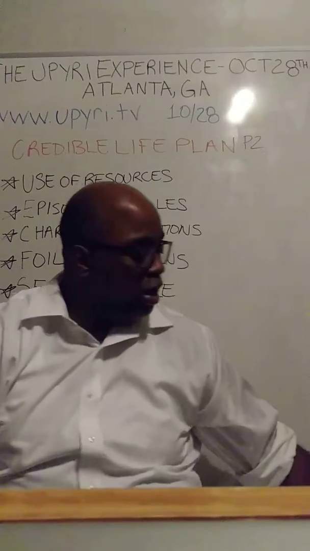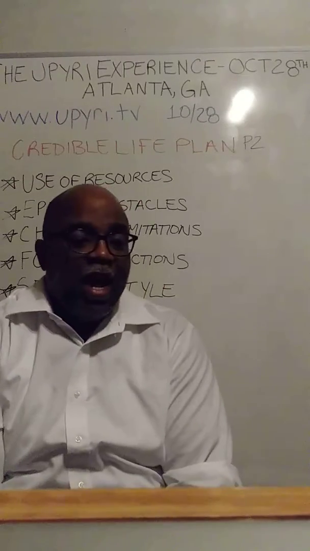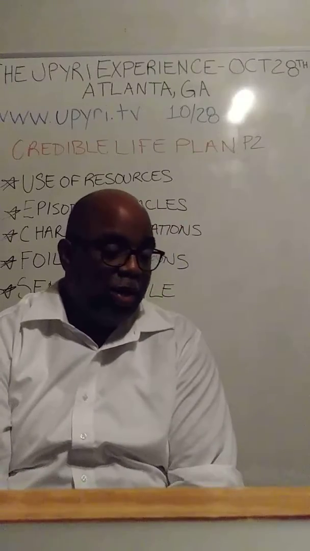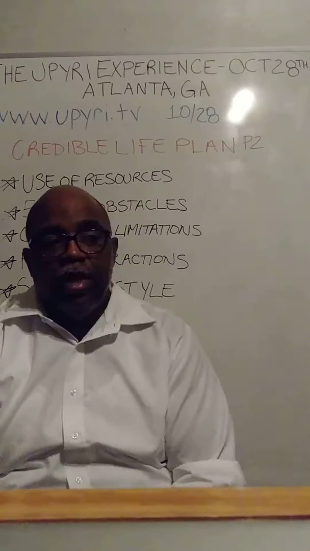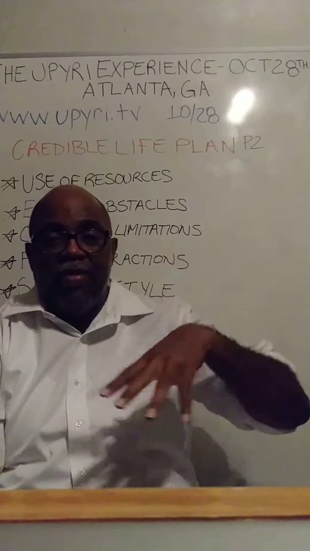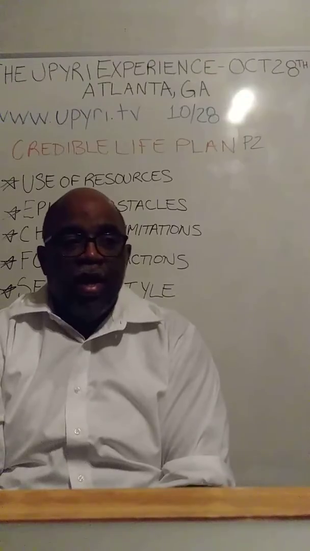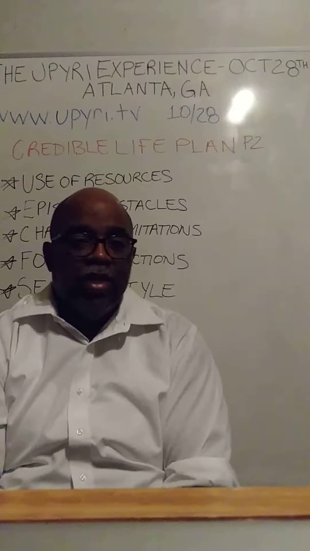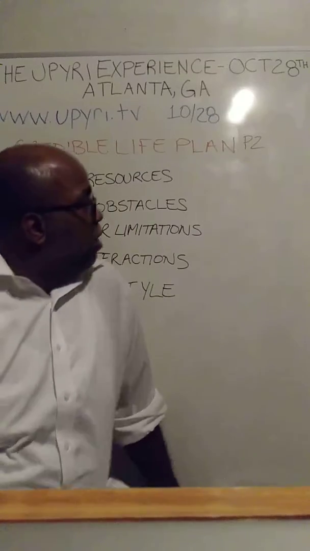So we are in part 2 of our Credible Life plan. And as I said before, we are going to go over the 5 remaining categories so that you have an idea. Yesterday we talked about the path, the ambition key. Today we're going to focus on the character and how they relate to the other characters during the course of the story.